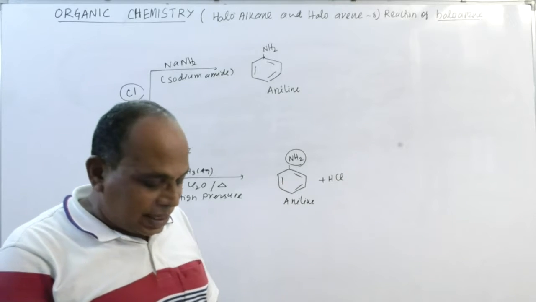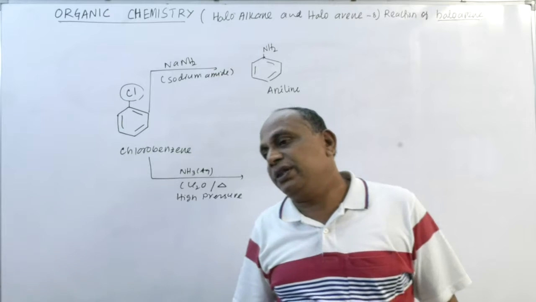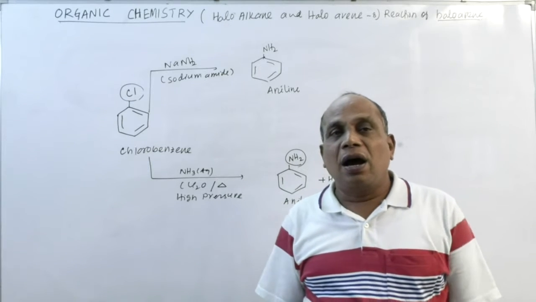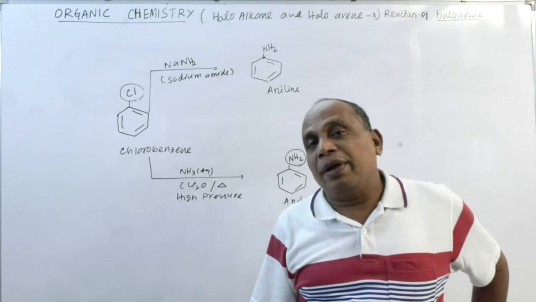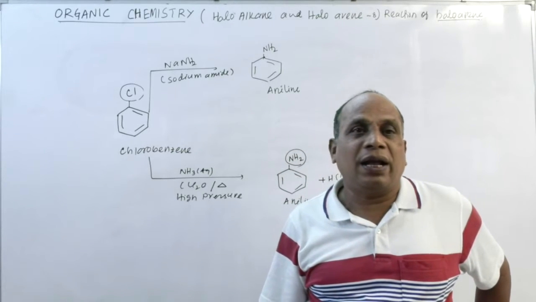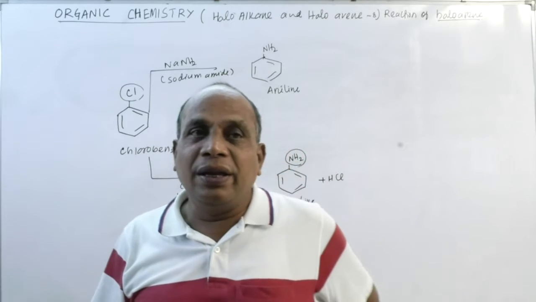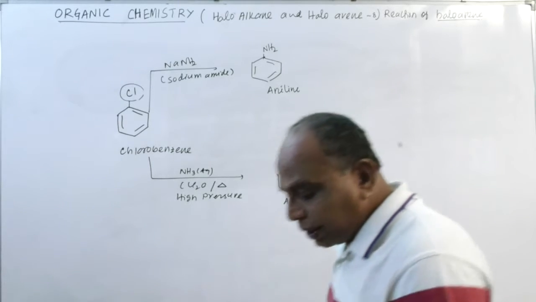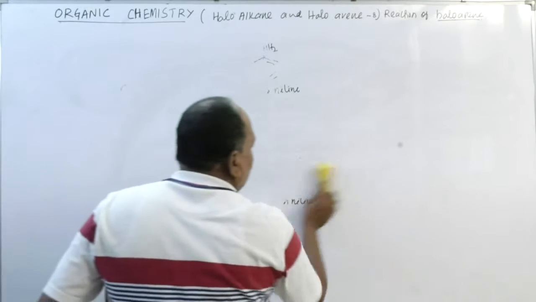Okay students, these are some nucleophilic substitution reactions of chlorobenzene. Chlorobenzene shows nucleophilic substitution reaction under drastic conditions, meaning some abnormal conditions: high temperature, high pressure, and in the presence of a catalyst. Okay. Next, we discuss the electrophilic substitution reaction.